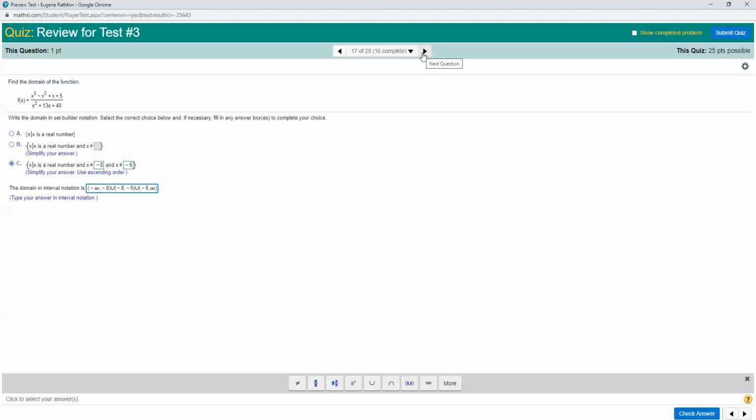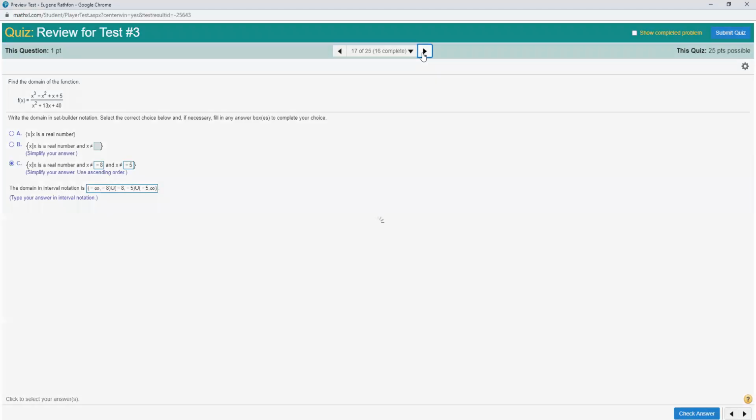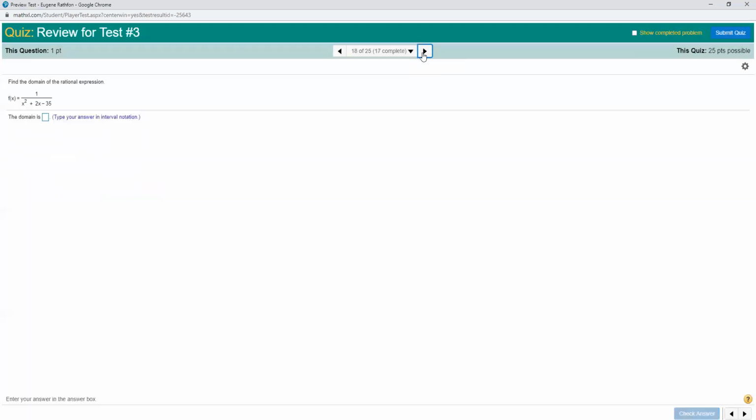All right, I think the next one was the same thing, y'all, another domain. So find the domain of the rational function. So I got f of x is going to equal 1 over x squared plus 2x minus 35. So let's go solve that in real quick.